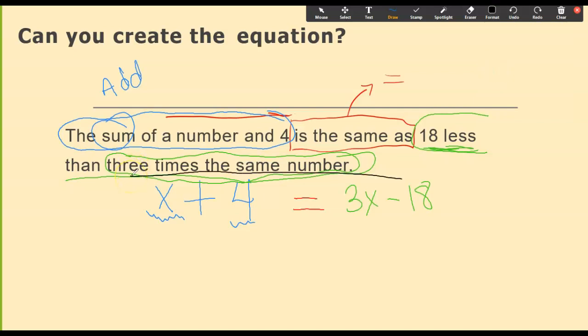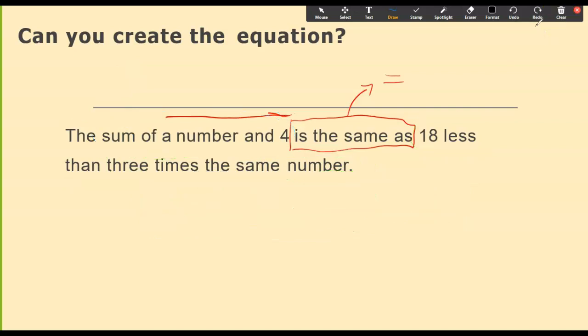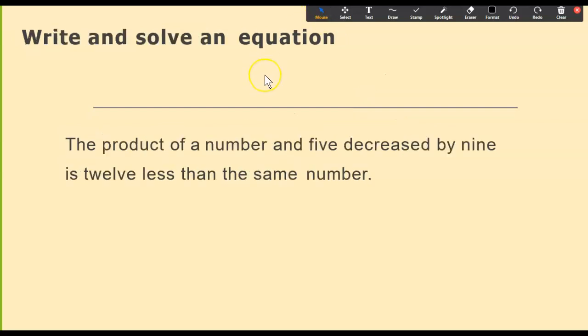So if the problem said write an equation, there would be your answer that you would be looking for in your A, B, C, D answer choices. Okay? That would be one of the questions that you could be asked. All right, let's look at another example. All right, let's look at this one.